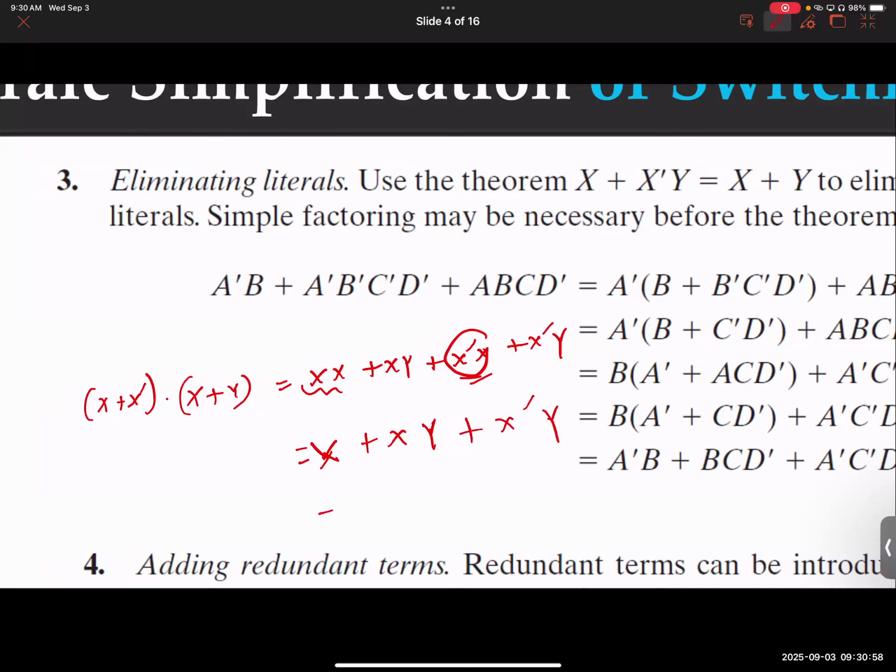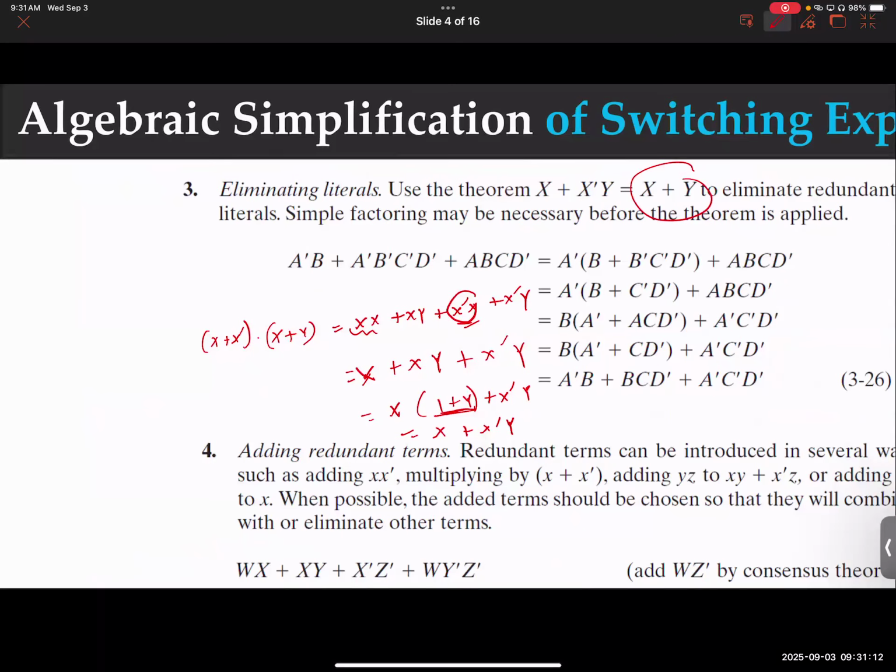Okay. And now if I take x as common, I get 1 plus y plus x prime y. What is 1 plus y? 1. Yes. So you're left with x plus x prime y. So I practically proved the right hand side is equal to the left hand side, not the other way around. This is typically easier. The other way around is basically you can just follow the opposite path. Yes.